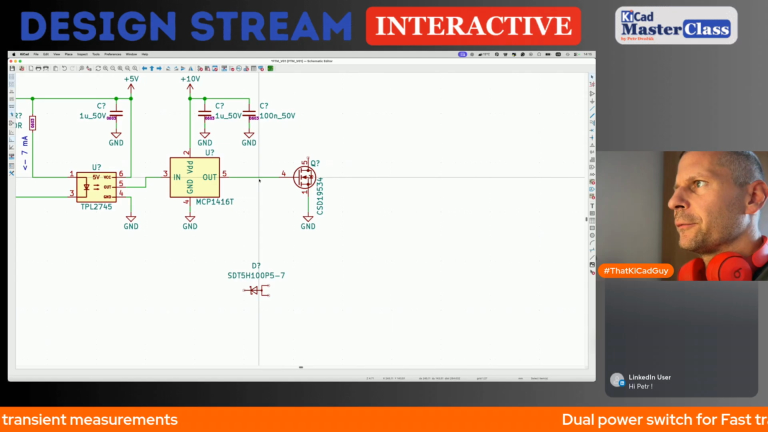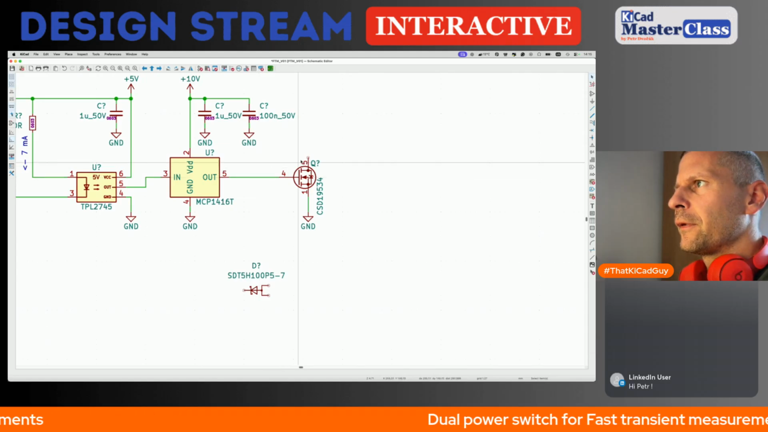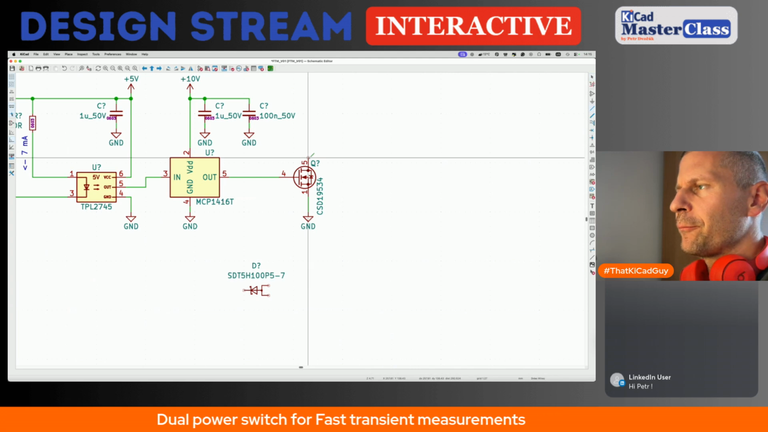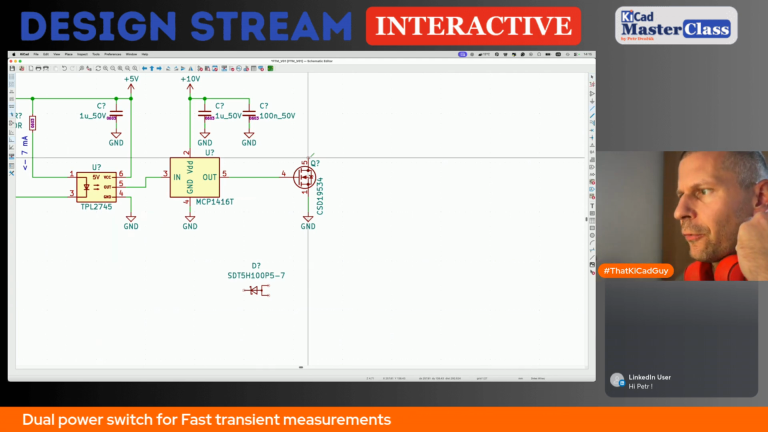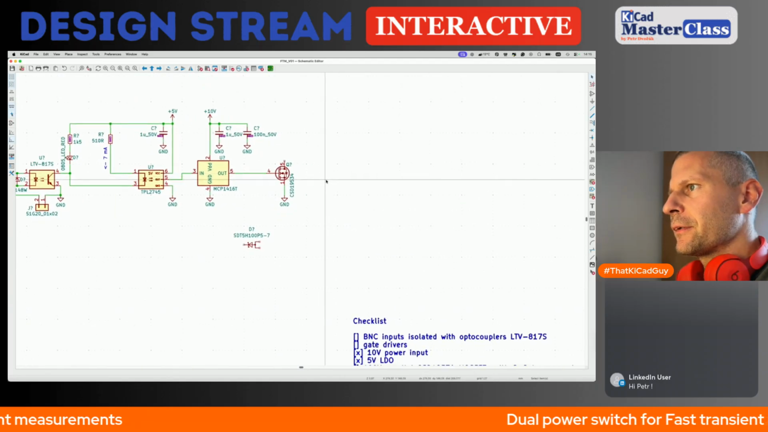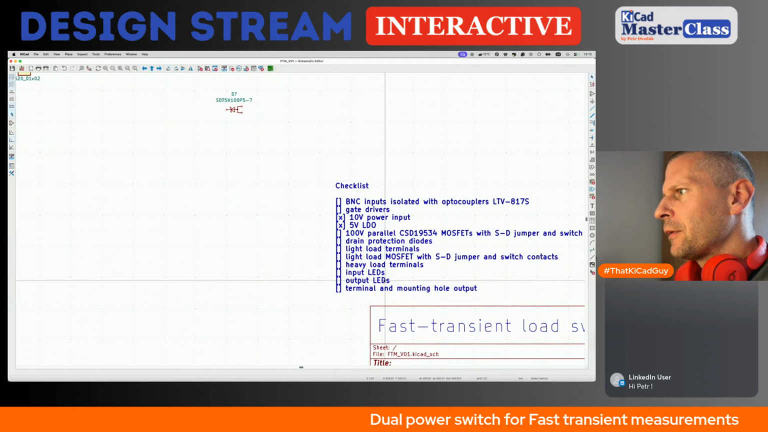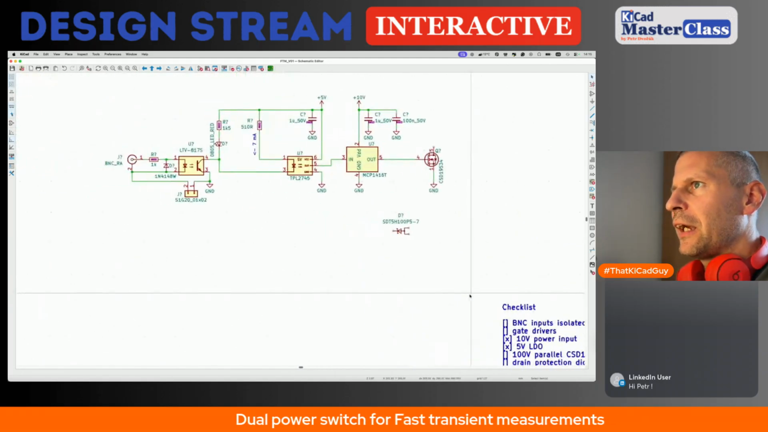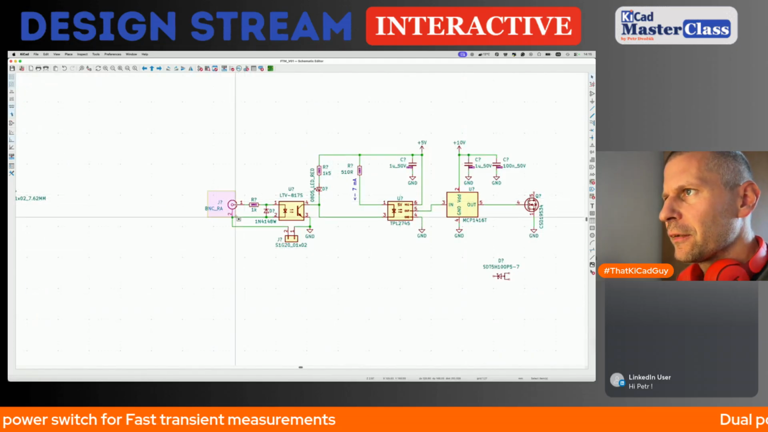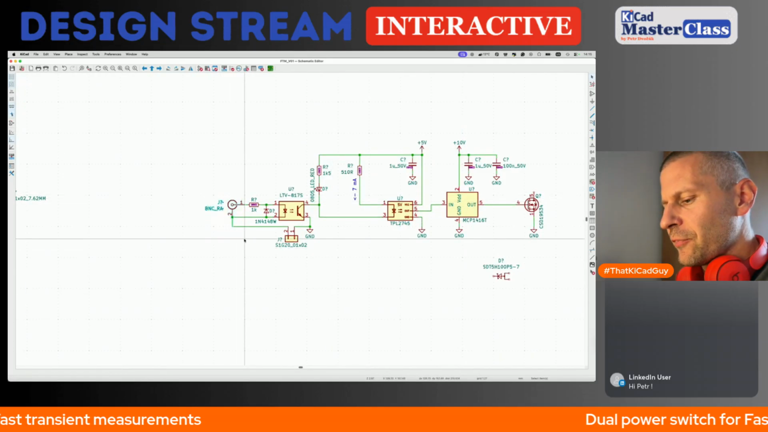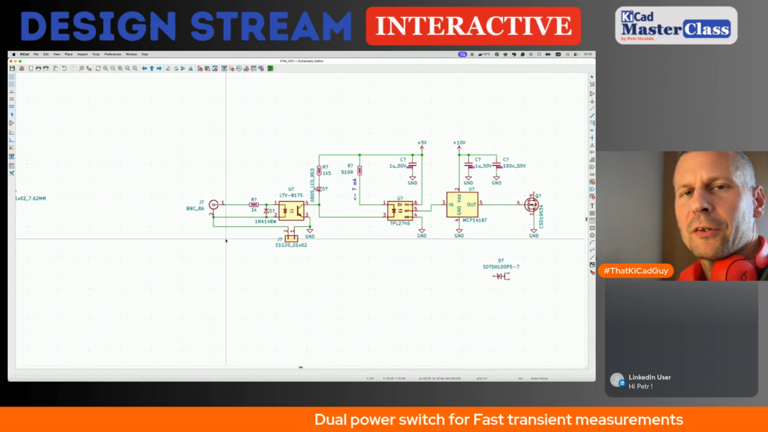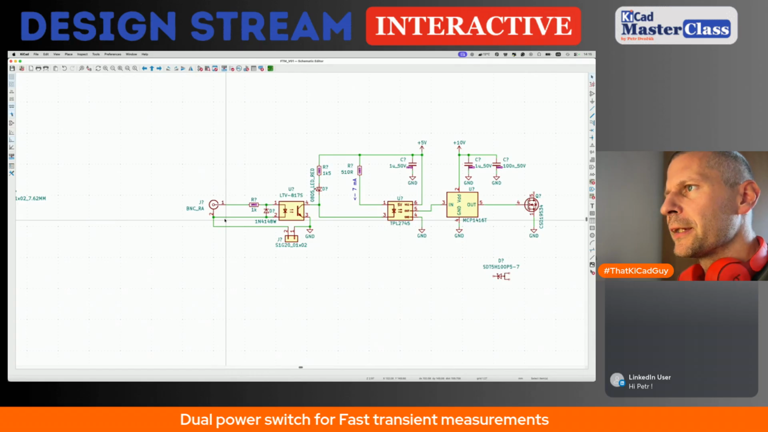I will use the... this drain will sink the current of the output LED as well. We will see in a while. Terminal and mounting hole output. Yes, I want to use the terminals as well as the mounting holes to be able to connect directly the hooks, the cable hooks.